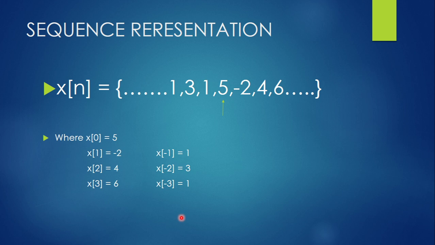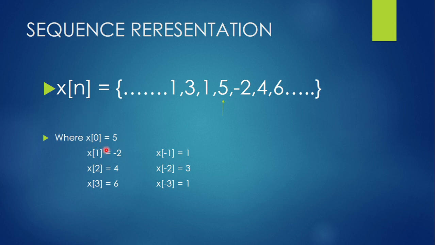Another way of representation is like this. So this arrow shows your 0th sample. Your 5 is your 0th sample, -2 is your first sample, 4 is your second sample, and so on. Similarly, the samples previous to the 5, this 0 sample, are 1, that is -1 sample, 3, that is -2 sample, 1, that is your -3 sample. It is represented something like that.